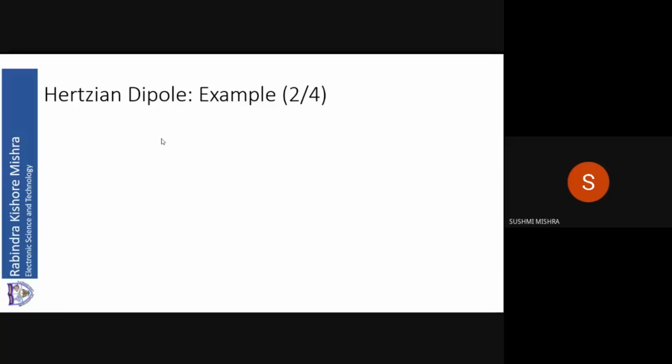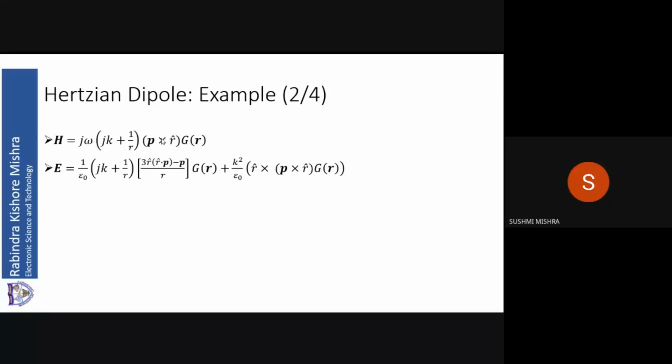Now let us come to what we had seen in the last class. This I have already discussed. We found out H is equal to jω (jkr plus 1 upon r) p cross r̂ G(r). Similarly, we found out an expression for E. I am not repeating this. Just remember that we found out an expression for E.